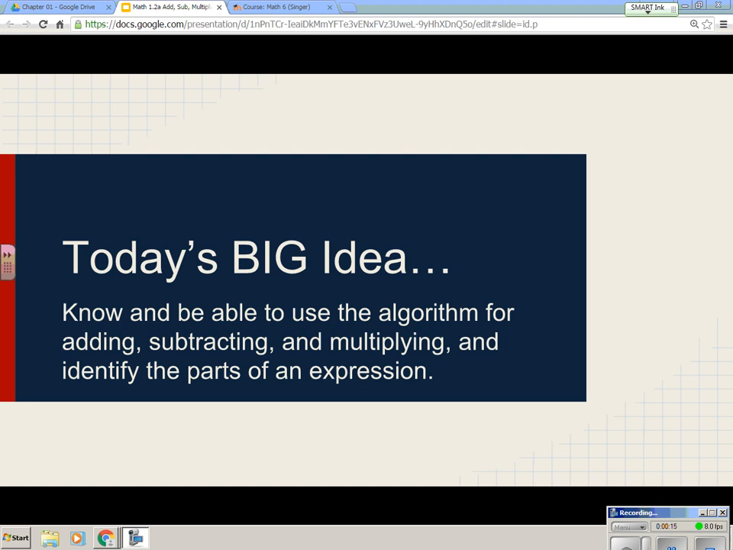So let's get our goal written down on our notes page, please. Make sure you have today's date and page number at the top. Don't forget to stop and pause and make sure you have all that right after this. So what are we doing today? Well, we're going to be able to know how to use an algorithm for adding, subtracting, and multiplying, and identifying the parts of an expression.